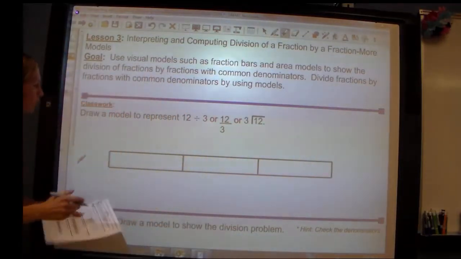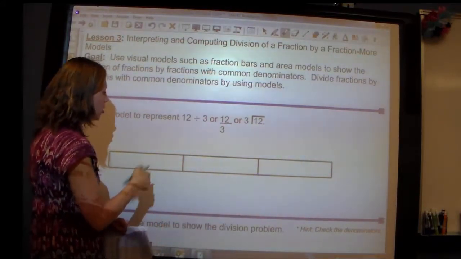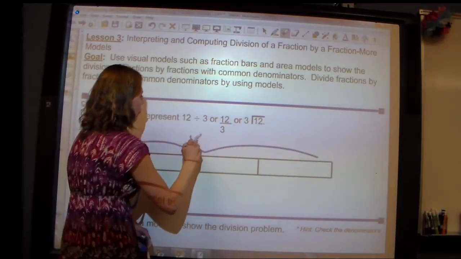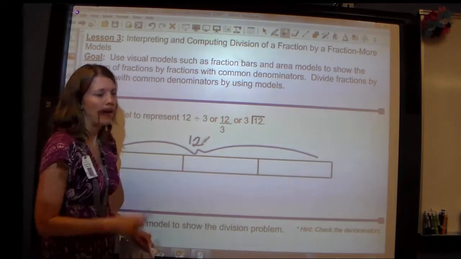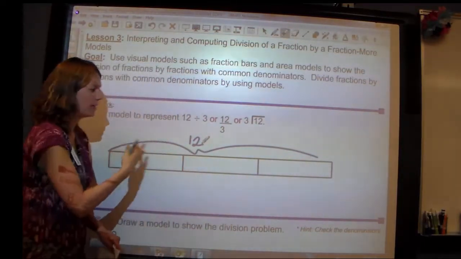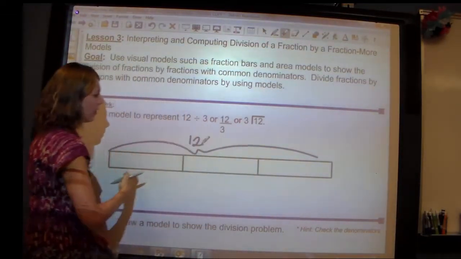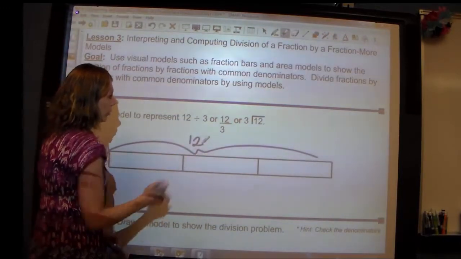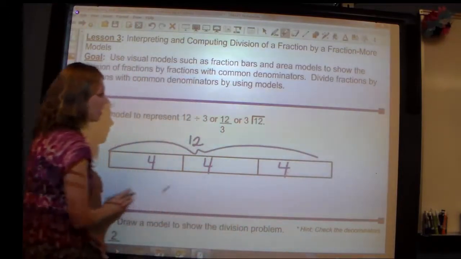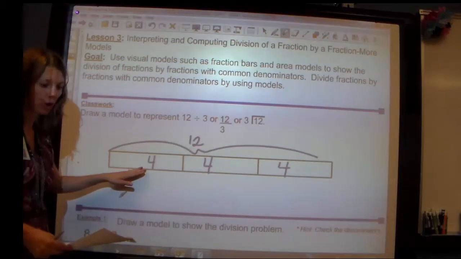So what we can do, if we want 12 and we want to divide that by 3, well, this whole thing here could be the 12, the whole. If we want to divide it by 3, there are 3 separate boxes already set up for that. So how much would go in each of these boxes if I were to split the 12 wholes into 3 groups? Well, it would be 4. And that would be a model to show 12 divided by 3 equaling 4.